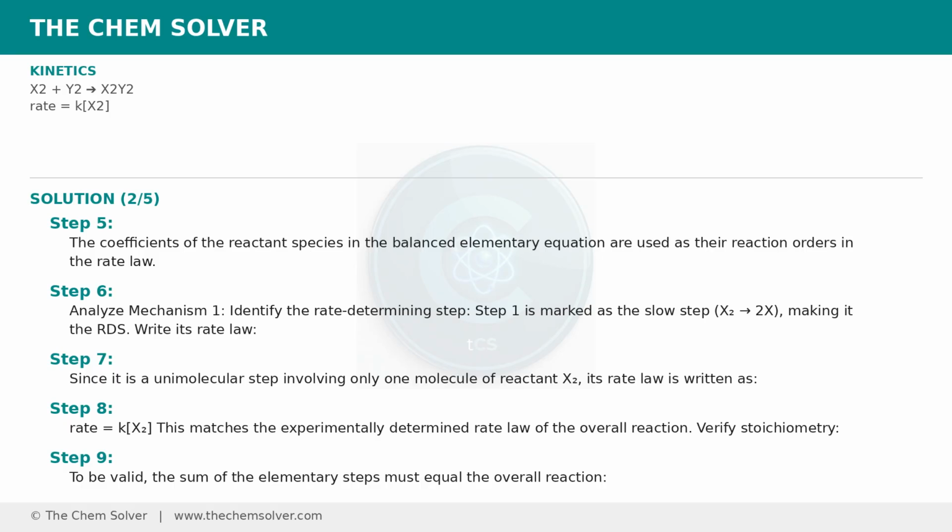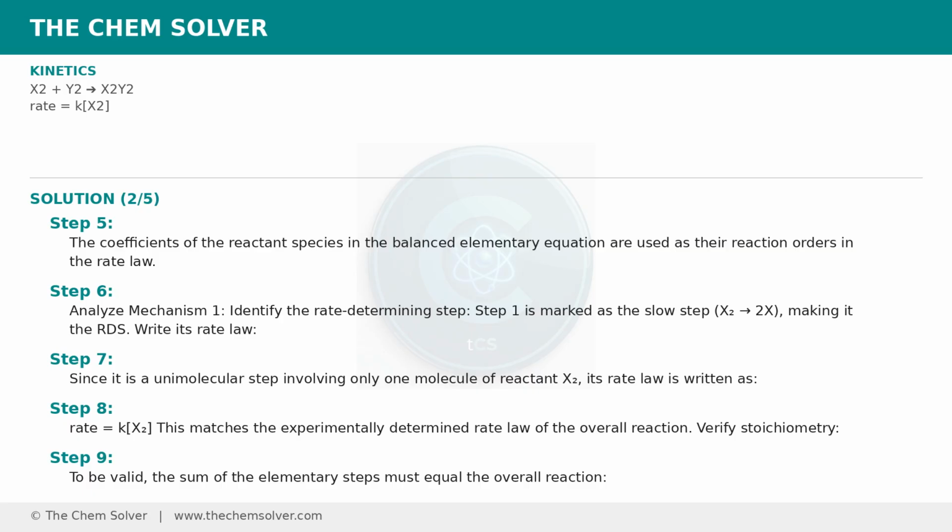Step 1 is marked as the slow step. X2 gives 2X, making it the RDS. Write its rate law. Since it is a unimolecular step involving only one molecule of reactant X2, its rate law is written as rate equals k[X2]. This matches the experimentally determined rate law of the overall reaction.